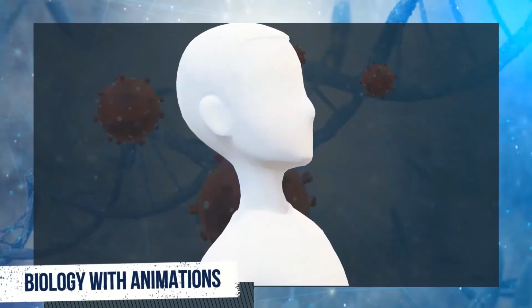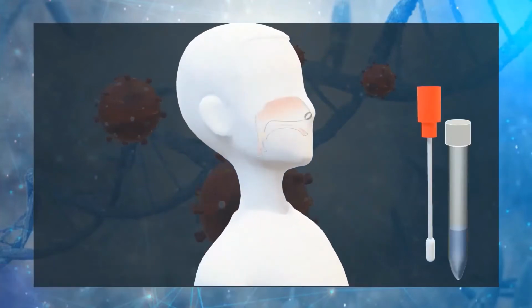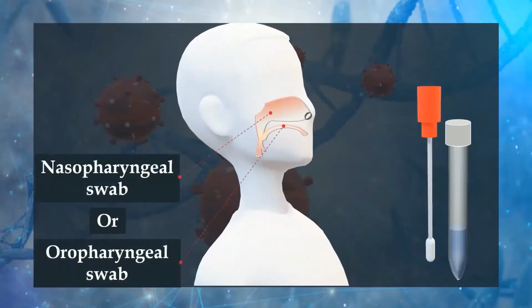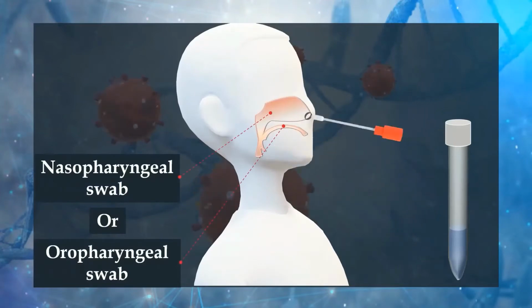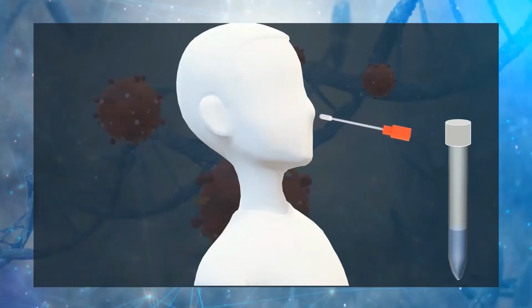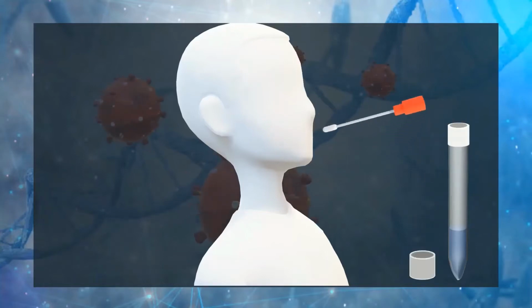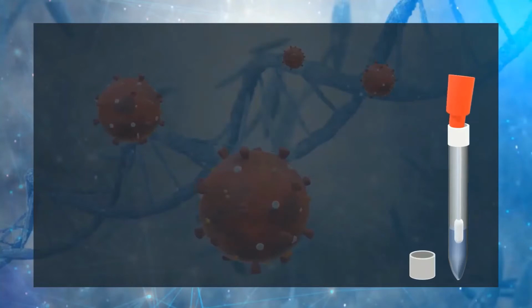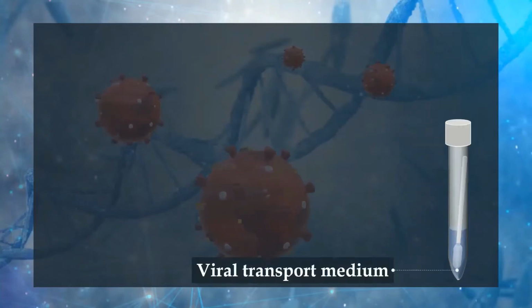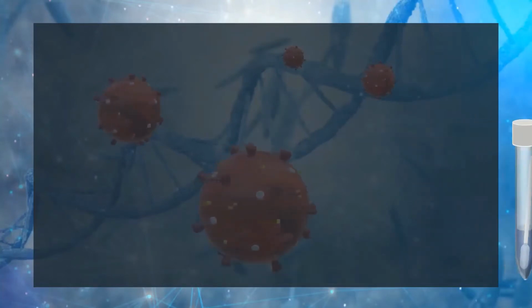To start a test, the samples can be collected by a nasopharyngeal swab or an oropharyngeal swab. For nasopharyngeal specimen, the swab is inserted in the nostril and gently moved forward into the nasopharynx, then it is rotated for a specified period of time to collect secretions that contain the virus. Once the swabbing is applied, the swab is placed immediately into a sterile tube containing a viral transport medium.